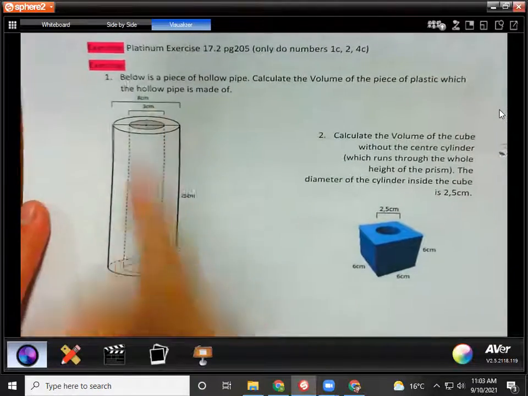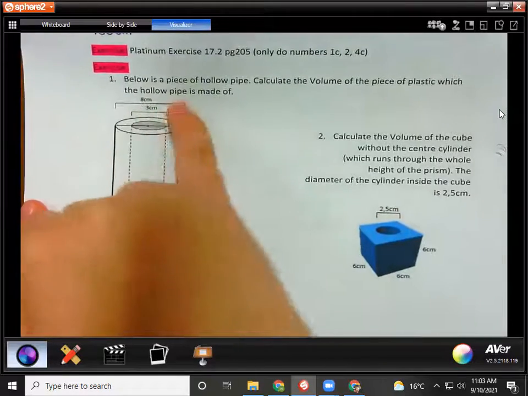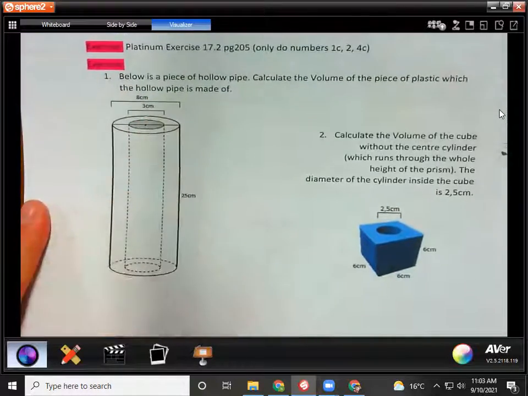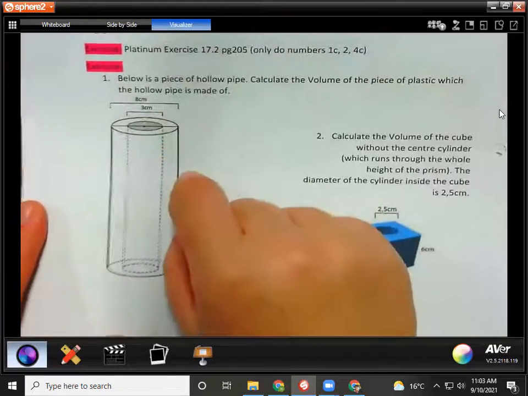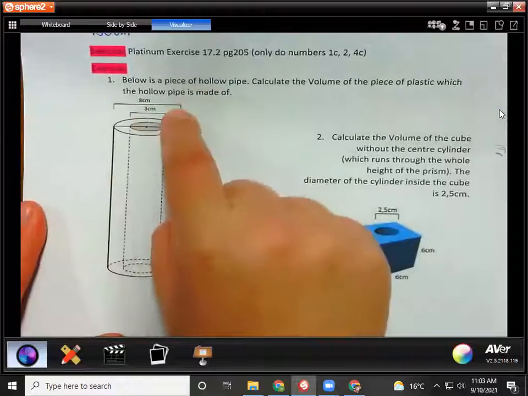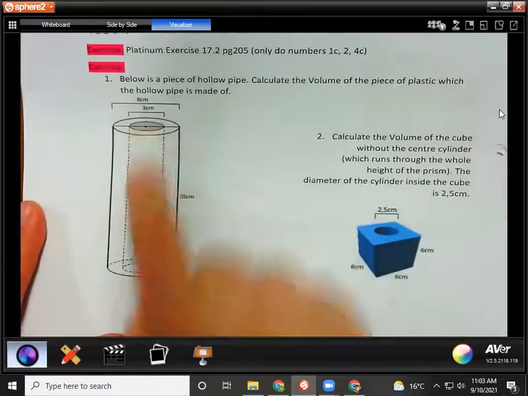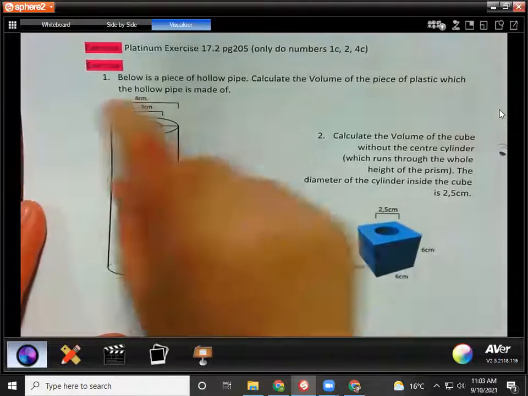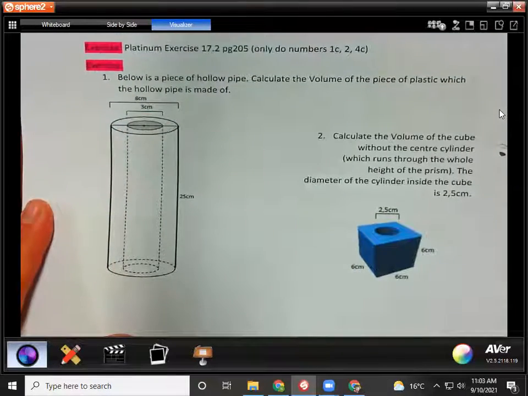Okay. Now for here, guys, the big cylinder, please notice that they've given us the diameter of both of them. We know that in our formula, pi radius squared times height, we need the radius, not the diameter. So the radius of the big cylinder, because the diameter is 8, is going to be 4. For the smaller one, the one that's been taken out, because the diameter is 3, the radius is 1.5.